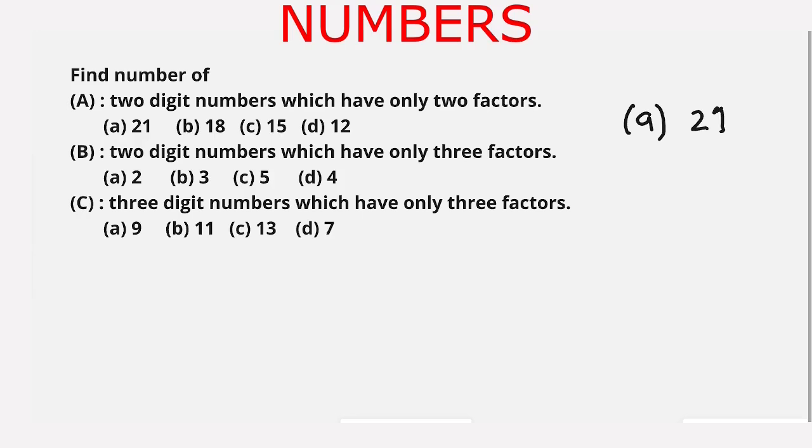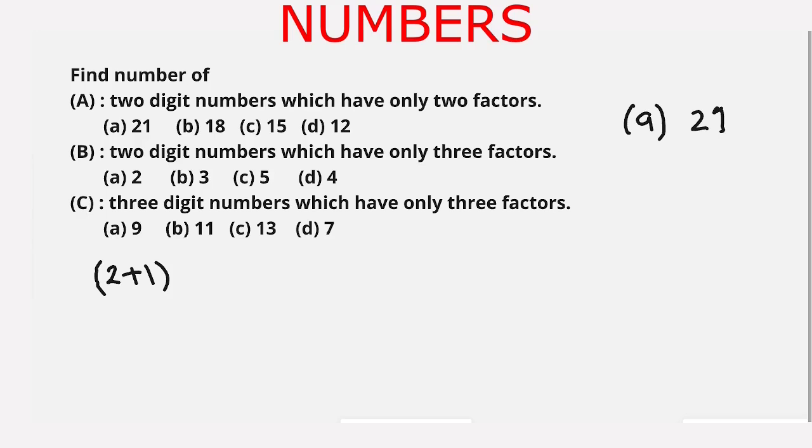Part B, 2-digit numbers which have only 3 factors. Those numbers are square quantities, and if it is the square of any number, then the number of factors will be 2 plus 1, and that number must be a prime number. So the square of a prime number which has 2 digits will be our answer.